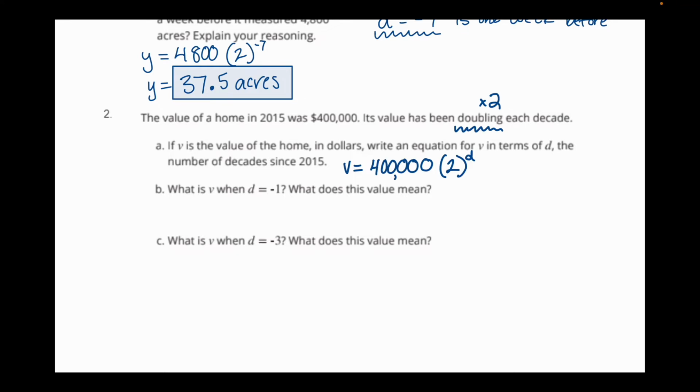Now they want to know, what is the value of V when D is -1? So that's moving backwards in our pattern. If moving forwards is doubling, moving backwards is cutting in half, or doing the opposite of multiplying, which is dividing. So it's almost like dividing by 2, basically. So we would say V, the value when D is -1, is, in this case, 200,000.